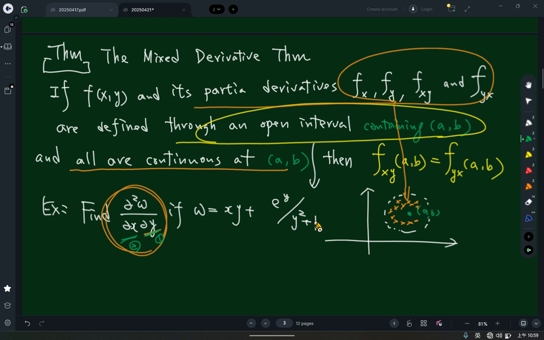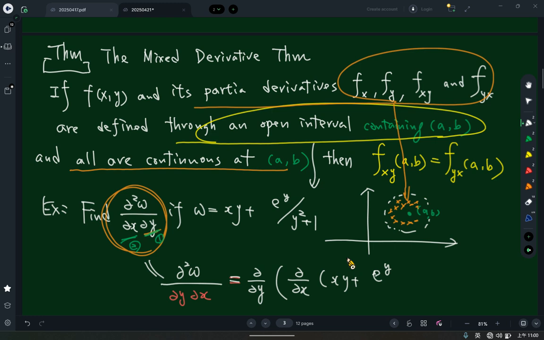But if we just calculate the partial derivative in this order, you can see actually we need to face some complicated operation, right? Because y is a variable here, so the calculation is a bit complicated. But if we can have the support from this theorem, we can just slightly change its order, becoming partial y, partial x for w, so that we can just calculate partial x first, for xy plus e to the power of y over y squared plus 1, right?